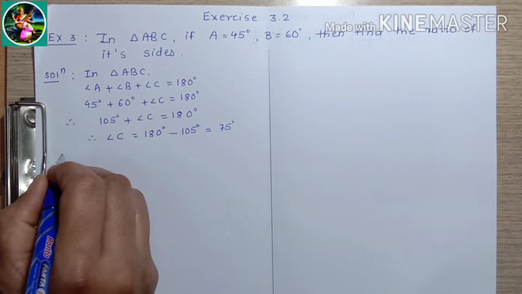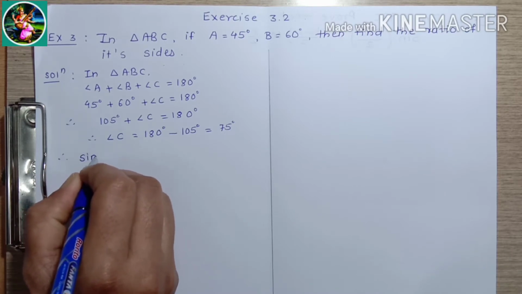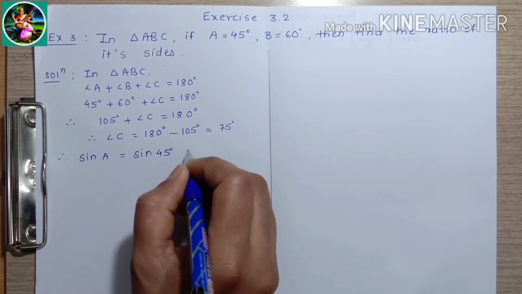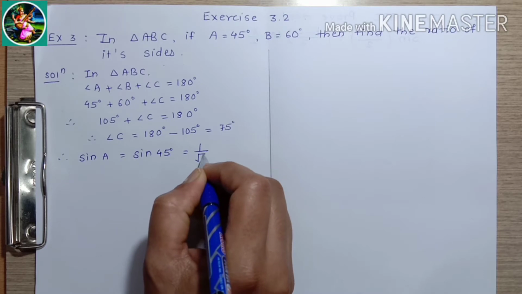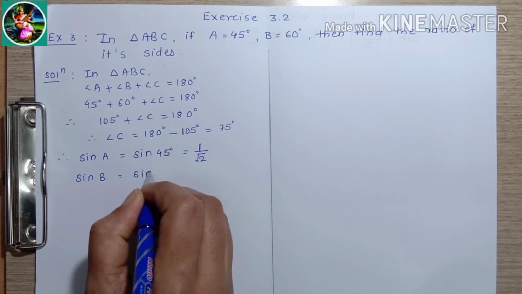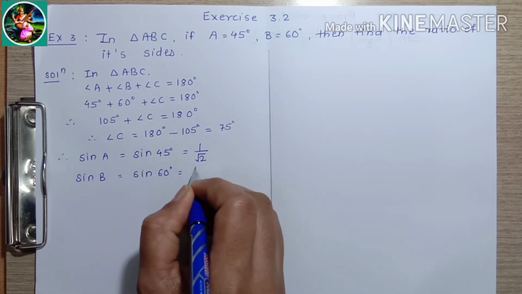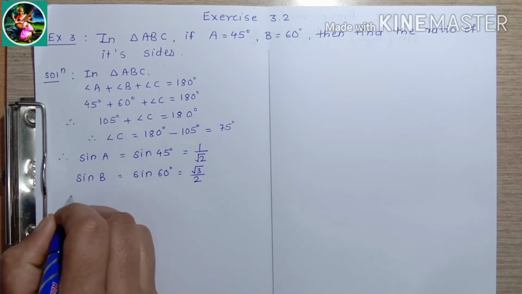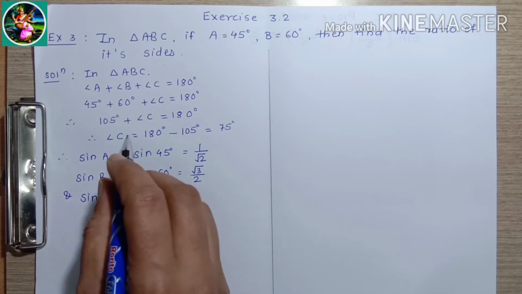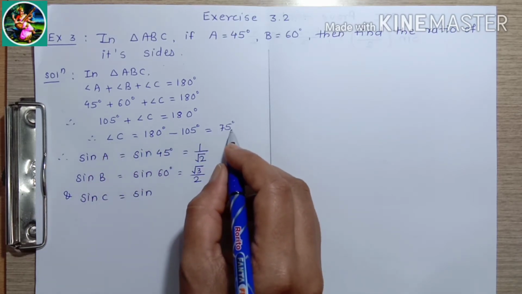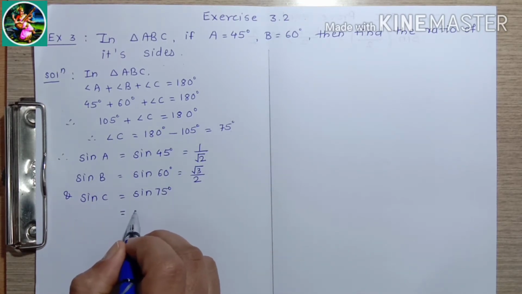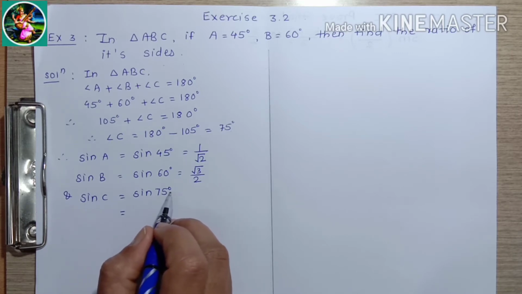We calculate the sine ratios for that. Sine A is equal to sine of 45 degrees. We know that sine of 45 degrees is 1 upon root 2. Then sine B, that is sine of 60 degrees, is equal to root 3 divided by 2. And sine C is equal to sine of 75 degrees, since we calculated that measure of angle C is 75 degrees. We don't know the value of sine of 75 degrees.